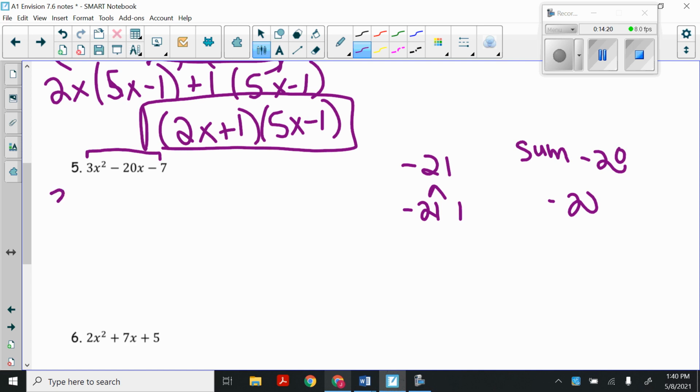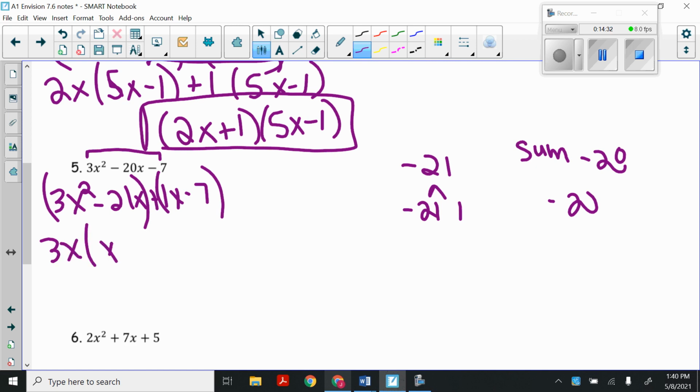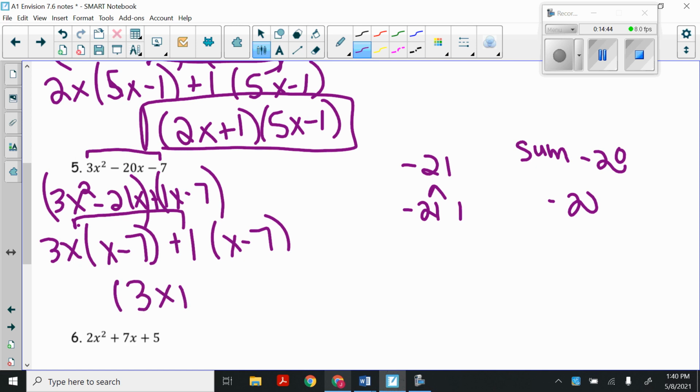So I'm going to rewrite this. 3x squared minus 21x plus 1x minus 7. Again, group. I can pull out a 3x from the first ones, and I'm left with x minus 7. And notice I already have an x minus 7 over here, which is telling me I'm only going to be pulling out a 1 as my GCF. So when I combine my GCFs, I have 3x plus 1 and x minus 7. That is my answer.